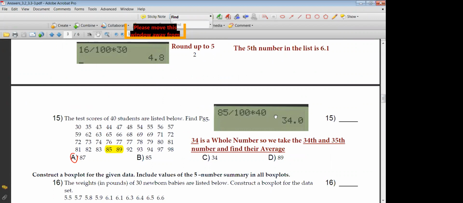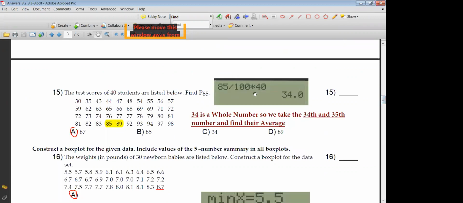Now, here's what happens. This is an unusual one. This is like the flow chart that I presented you. Sometimes when you do the multiplication, you get a whole number. It happens sometimes. And what the PowerPoint says, if you get a whole number, the location is the 34th place. I need to take the number in the 34th position and add it to the number in the next, the 35th position, and find the average. Means to take these two numbers and average them out. Well, if I take 85 and 89, I average it out, it's 87, halfway in between.